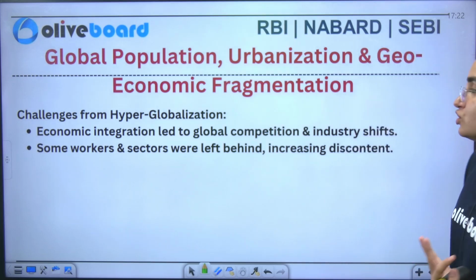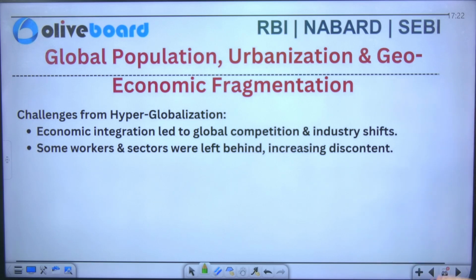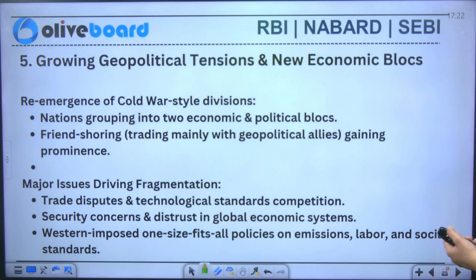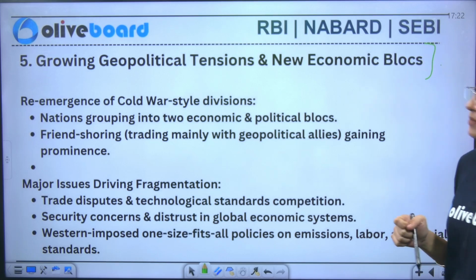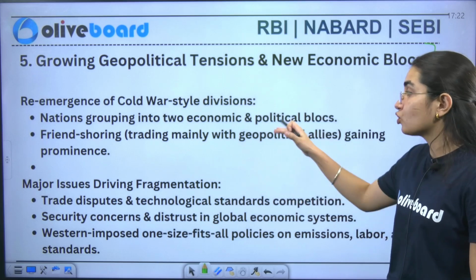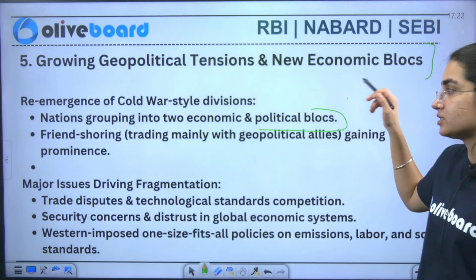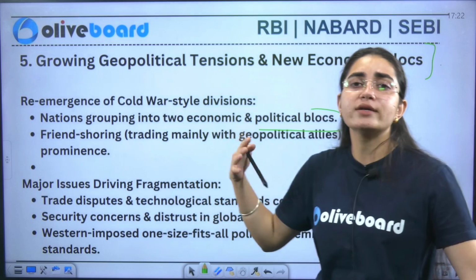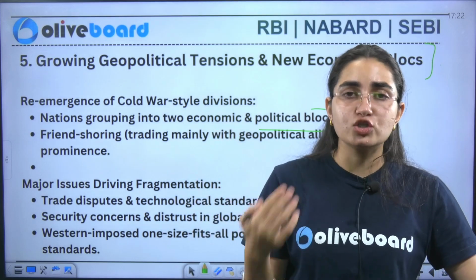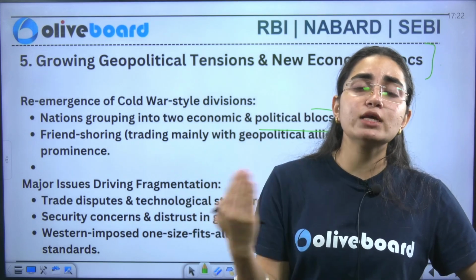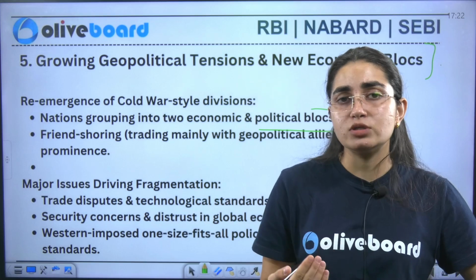Now what are the challenges from hyper globalization? Economic integration led to global competition and industry shift. Some workers and sectors were left behind, increasing discontent. Next, you have growing geopolitical tension and new economic blocs. So a re-emergence of Cold War style has developed here. You can see nations grouping into 2 economic and political blocs. We all know that there is the continuous Israel-Hamas war, the Russia-Ukraine war. So the tensions are continuously there.